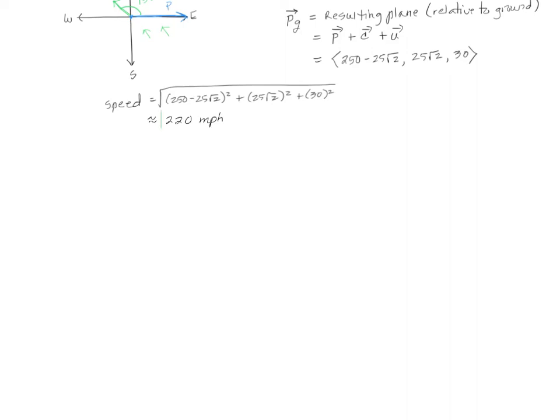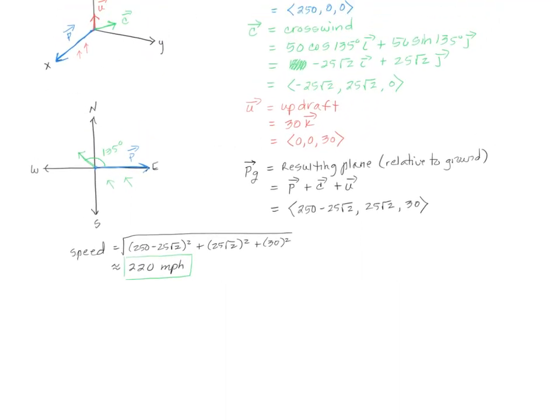That seems reasonable because before the crosswind and the updraft affected the plane, it was at 250 miles per hour, and I knew that both of those would be slowing down the plane. So this seems like a reasonable answer. Let me know if I messed up putting this in my calculator.